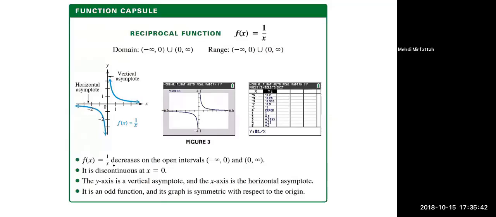F of x equals 1 over x is decreasing on the open intervals. All of these should be pretty obvious. It's decreasing from negative infinity to 0, and from 0 to positive infinity. It is discontinuous at x equals 0. You can see that there's no graph at x equals 0. The y-axis is a vertical asymptote, and the x-axis is your horizontal asymptote. These are the lines that your graph gets really close to. It is an odd function, and its graph is symmetric with respect to the origin.